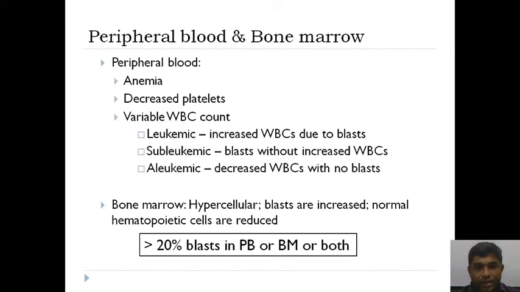And so the blasts are increased, but what is the number needed to define an acute leukemia? So the number of blasts should be 20% or more, either in the peripheral blood or bone marrow. Many times we see increased blasts in both peripheral blood and bone marrow. So 20% is the cutoff which we use to define an acute leukemia.